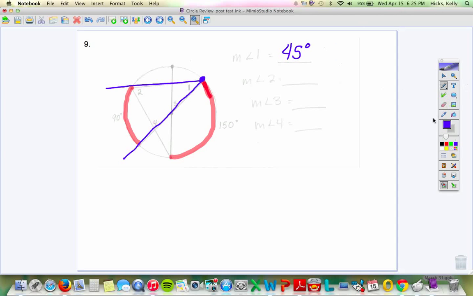Okay, in a similar fashion, we can solve for angle 2. So I'm going to outline angle 2 here. All right, angle 2 is also an inscribed angle, and it intercepts this 150-degree arc. Half of 150 degrees is 75. So angle 2 is 75 degrees.